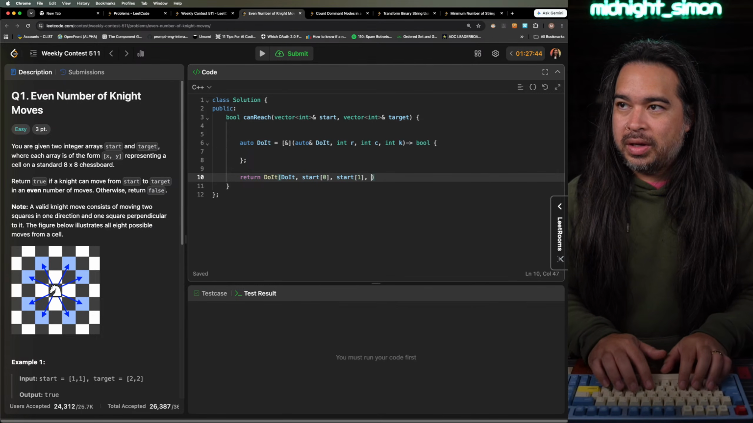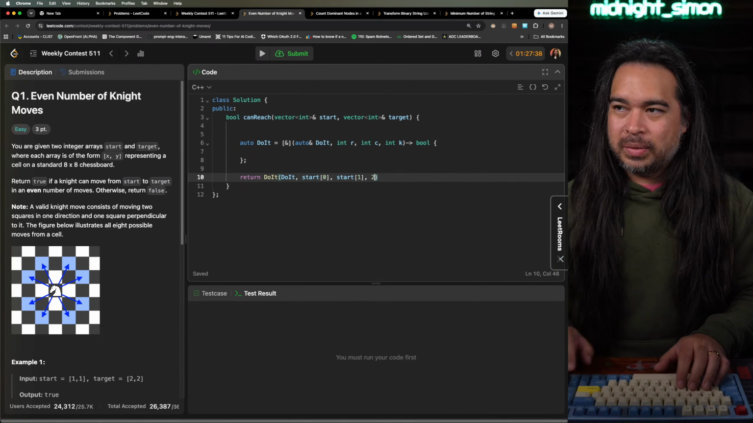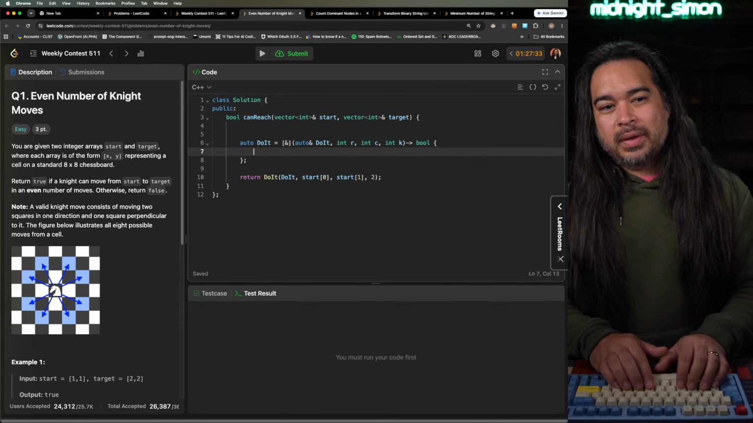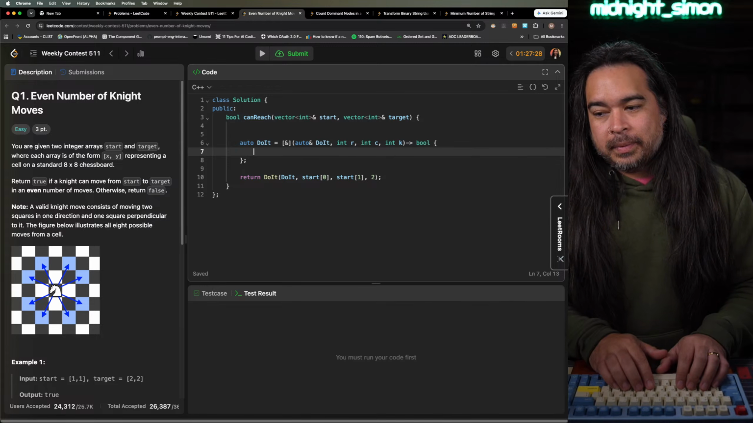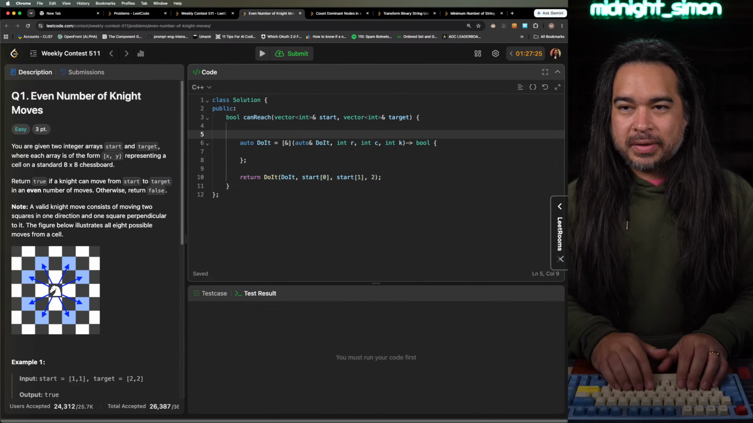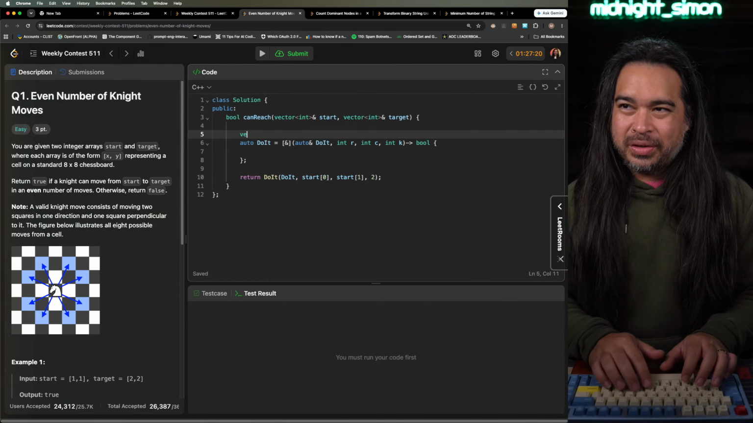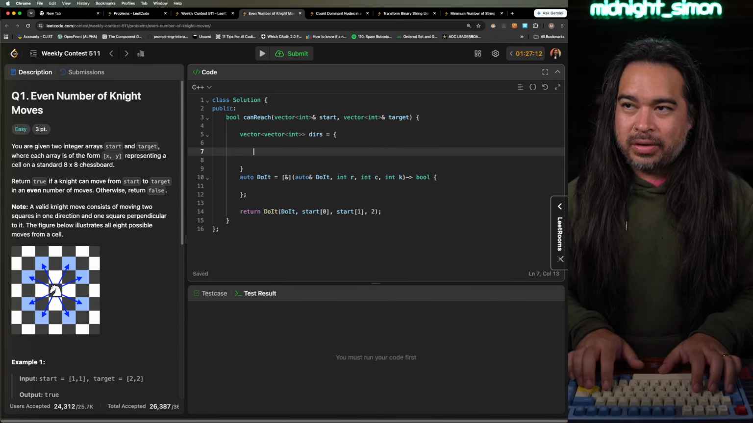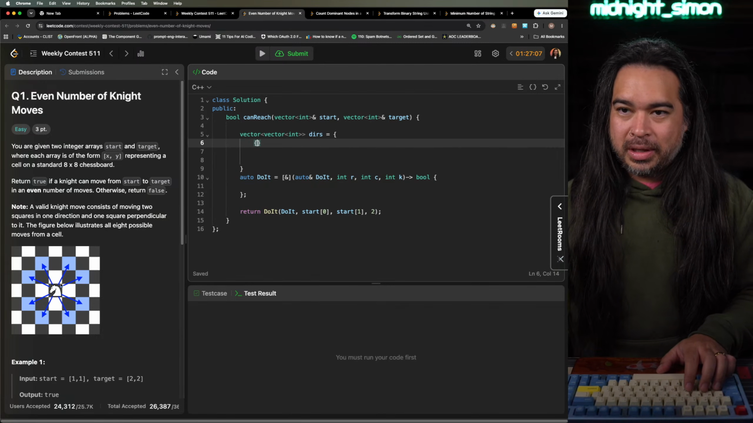Start 1, and K. Wait, what's target? Oh, target is target. K is 2. And 2 moves, they say. So, I need my directions. How do you do knight directions easily, man? I don't know. I don't know how to do knight directions, but I'll just look at this thing here.